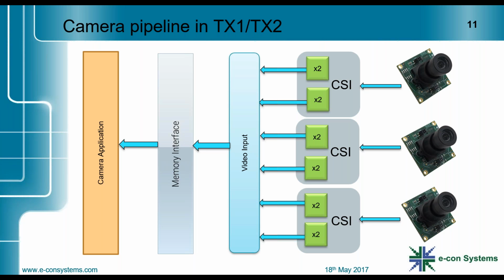So this is the top level block diagram of the camera pipeline in the TX1 and TX2 computer-on modules. It consists of mainly three major elements: the CSI, the camera serial interface, the video input block or the VI, and the memory interface. I'll take you through each of these blocks in detail in the following slides.